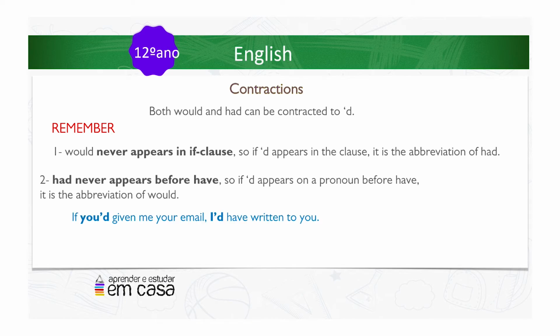If you'd given me your email, I'd have written to you. So you see here the D and the D here. Remember, D never appears in the if clause, so it has to be "if you had given." And the D here before have has to be "would have." Okay?